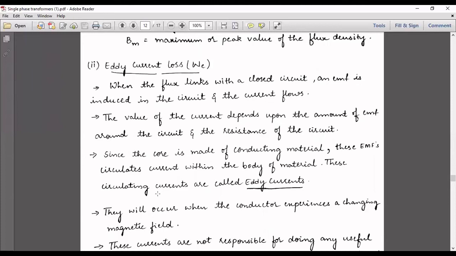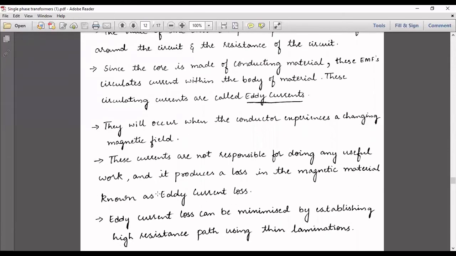These circulating currents are known as the eddy currents. They occur due to the changing magnetic field experienced by the conductors. These are not responsible for doing any useful work, and they produce a loss in the magnetic material. So this loss is known as the eddy current loss.